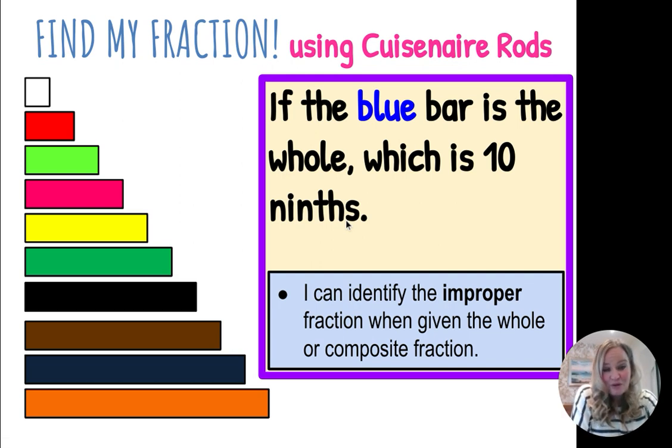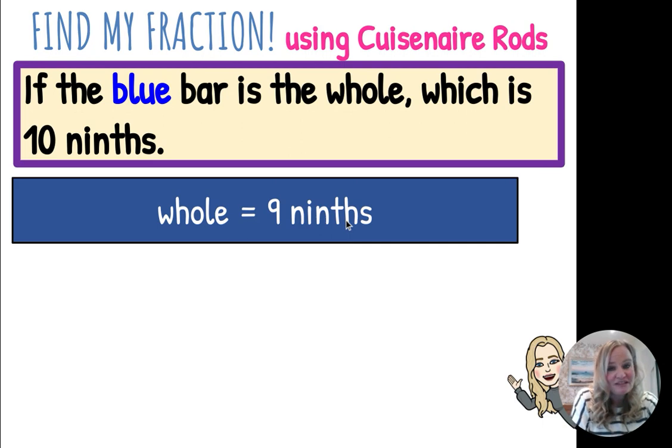We're now going over again and reviewing, solving problems that involve improper fractions. Fractions that go beyond the whole, that are bigger than the whole. So if the blue bar is the whole, which is 10 ninths, just like composite fractions, to work out the improper fraction, you need to first of all know the unit fraction. So we'll pause the video so you can try and solve that problem.